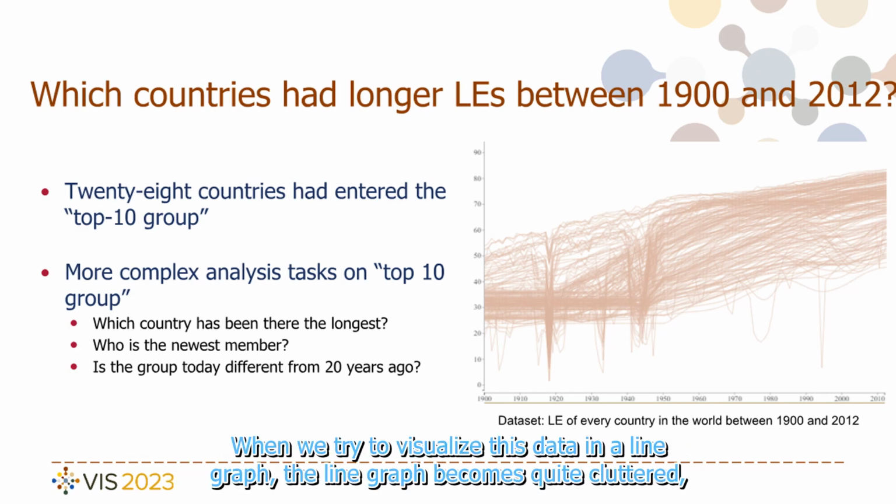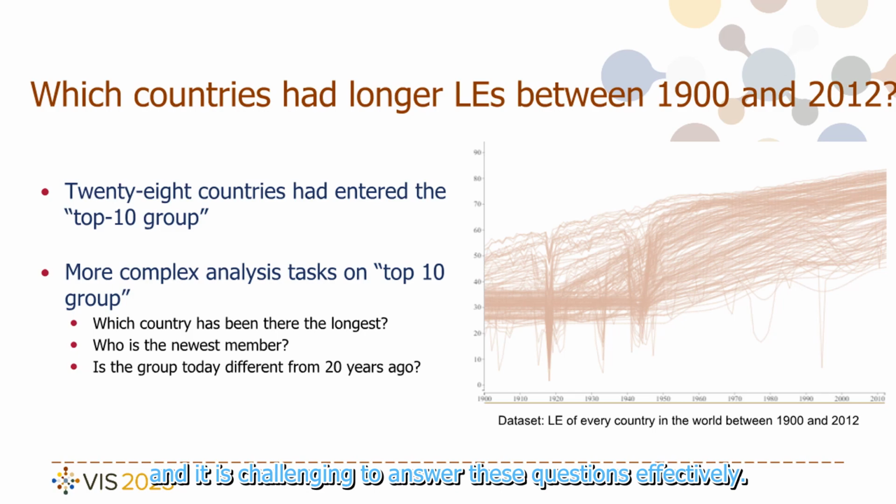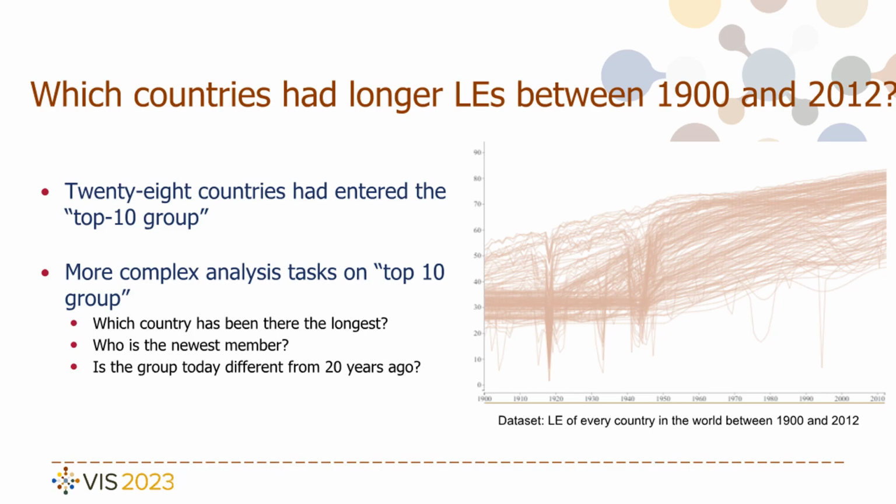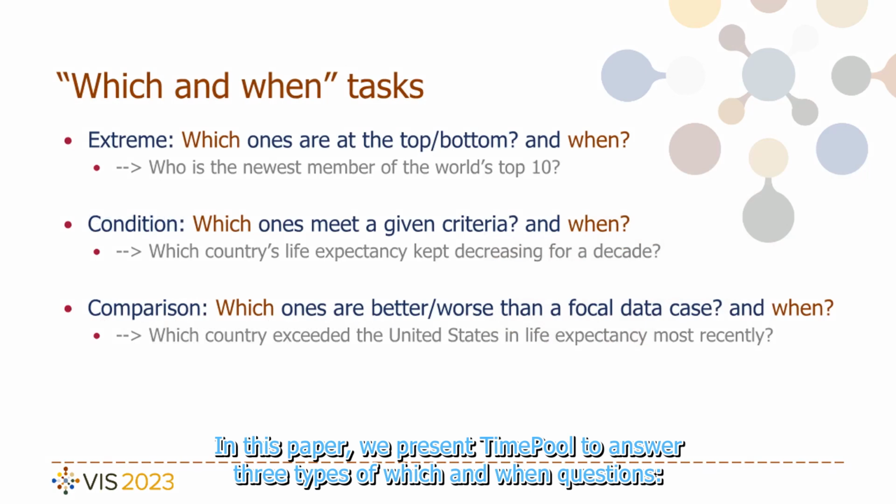When we try to visualize this data in a line graph, the line graph becomes quite cluttered, and it is challenging to answer these questions effectively. In this paper, we present TimePool to answer 3 types of which and when questions.